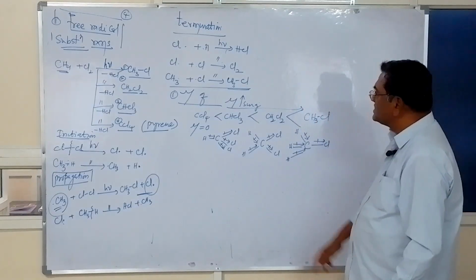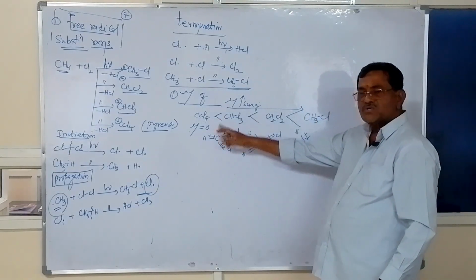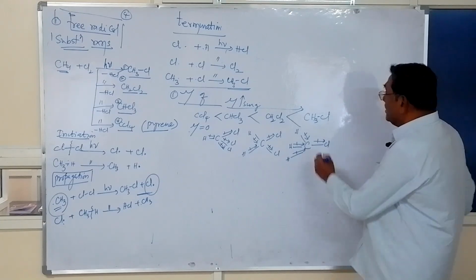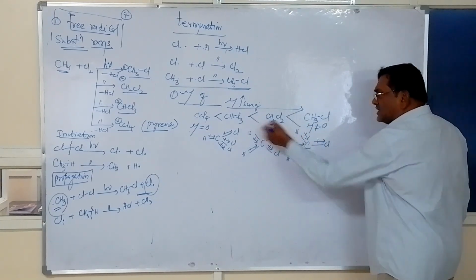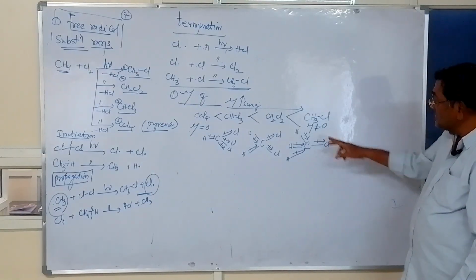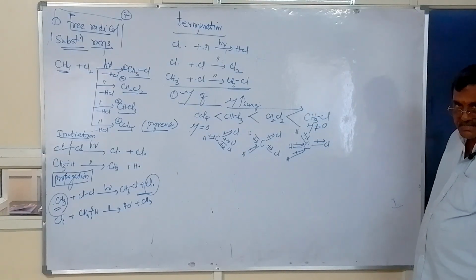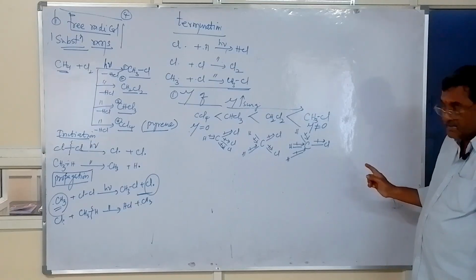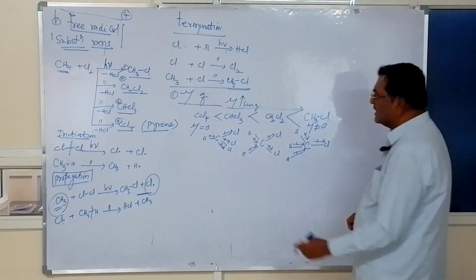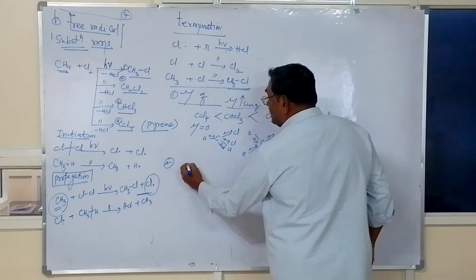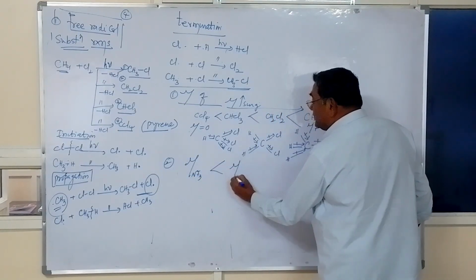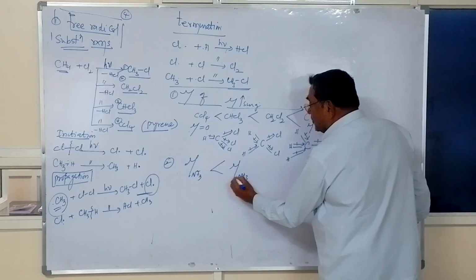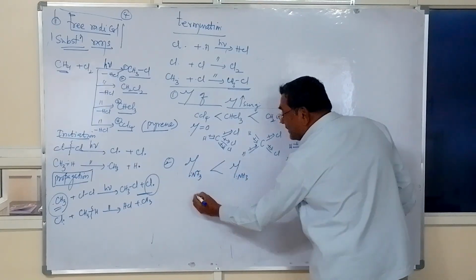CCl4 has tetrahedral symmetry, so mu is equal to 0. But mu is not equal to 0 in all these three cases, and the highest mu value is associated with CH3Cl. But one more thing I'd like to tell you, children. Everybody knows the mu of NF3 is less than the mu of NH3. Both have nitrogen, no?